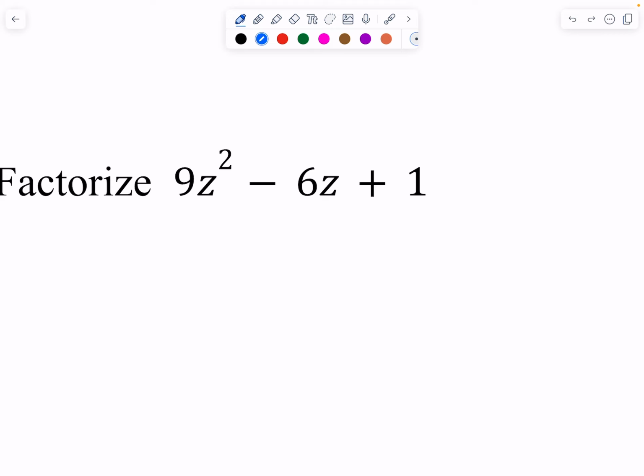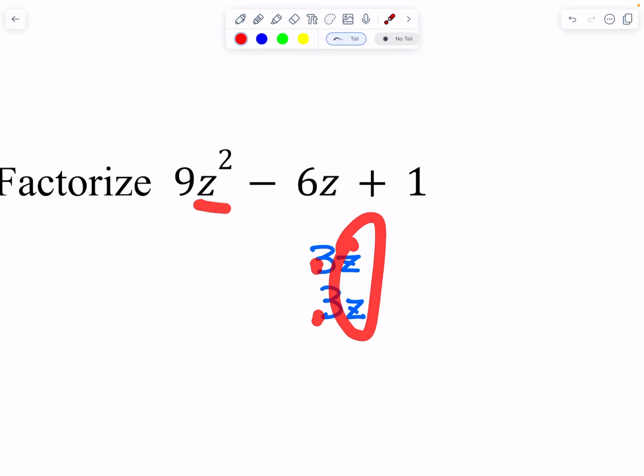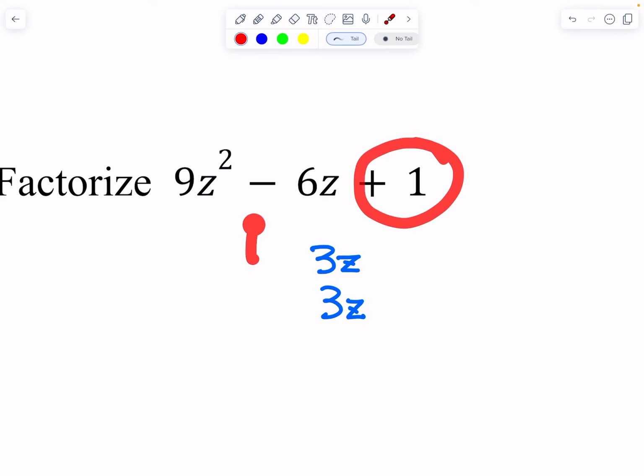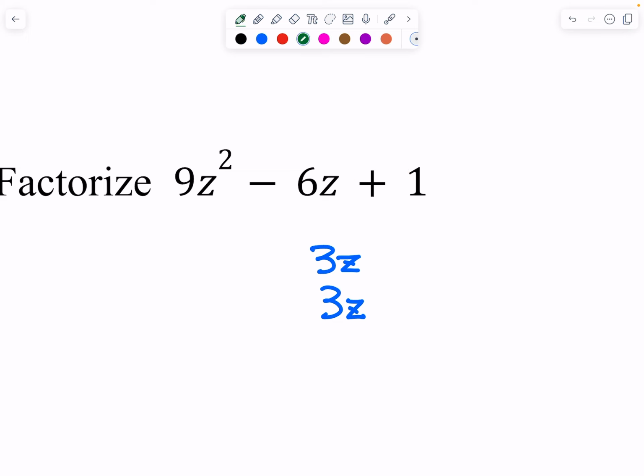So let's do it. 9z squared. I will do 3z and 3z, because 3 times 3 is also 9. z times z is z squared. And how is 1 made? Because I need to use a negative, and then I need to make it positive, so I'll be using negative 1, negative 1. Put a cross. Let's see if it works.